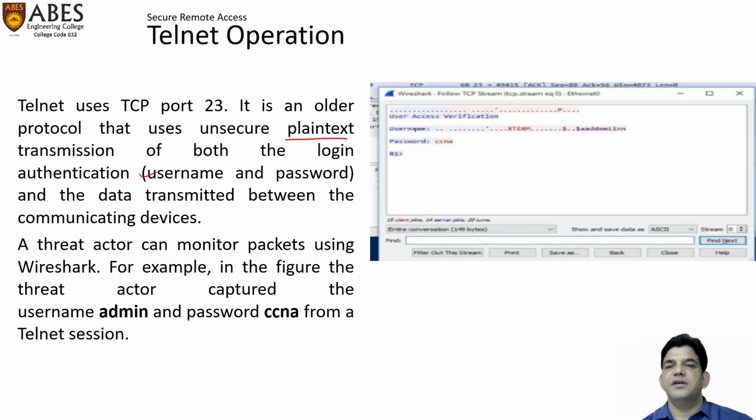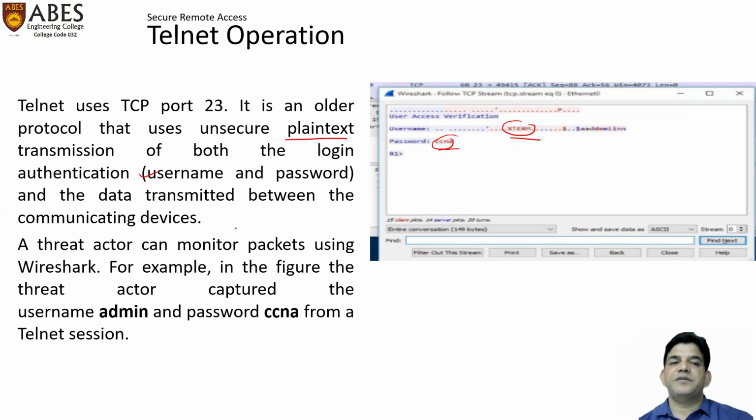As you can see here, the username is xterm and the password is ns. So here we can say CCNA. So we can say that it is basically plain text format, so it is not secure. Instead of using TELNET, we can use SSH, which is Secure Shell, in order to communicate over a remote network.